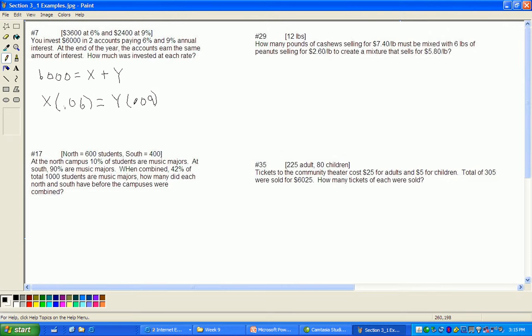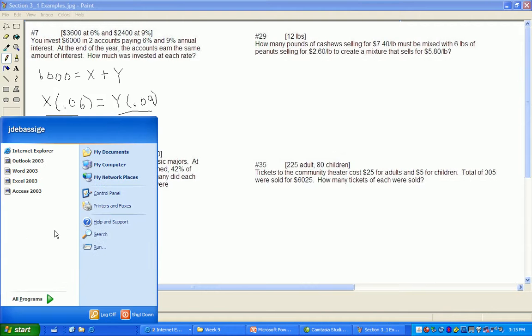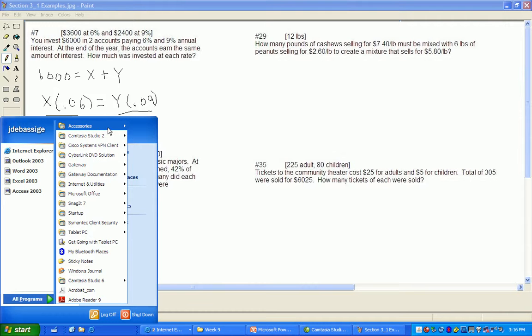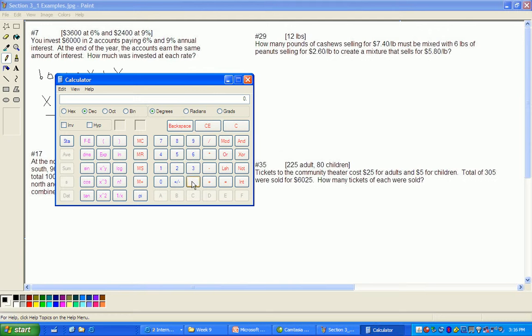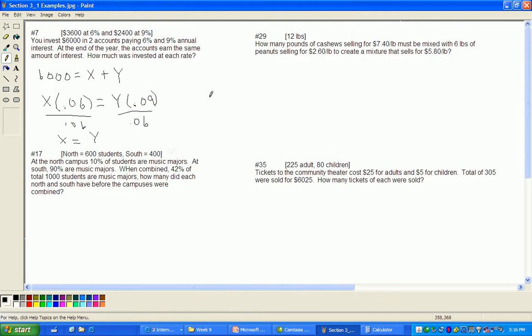Now what we can do is go ahead and solve one of these problems. We'll solve for X, so divide both sides by 0.06. X is equal to 0.09 over 0.06 times Y. Let's figure out what this number is. I'm just going to pull up my calculator. 0.09 divided by 0.06 equals 1.5. So X equals 1.5 times Y.